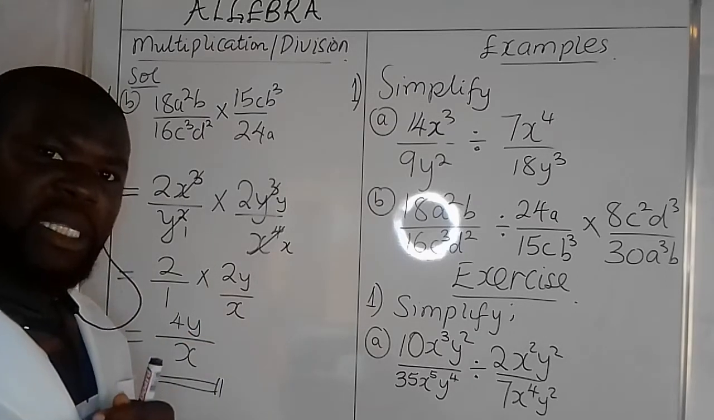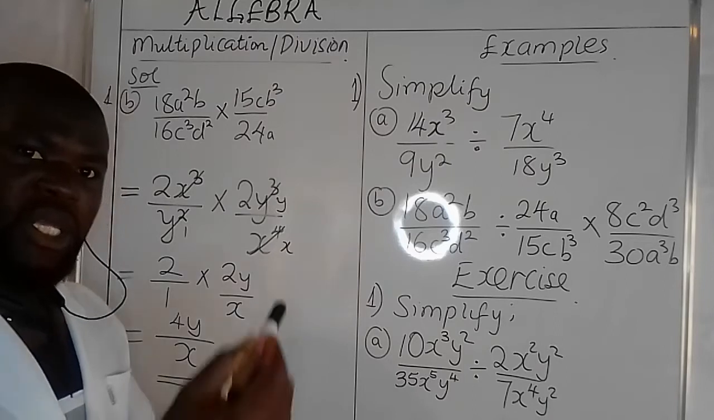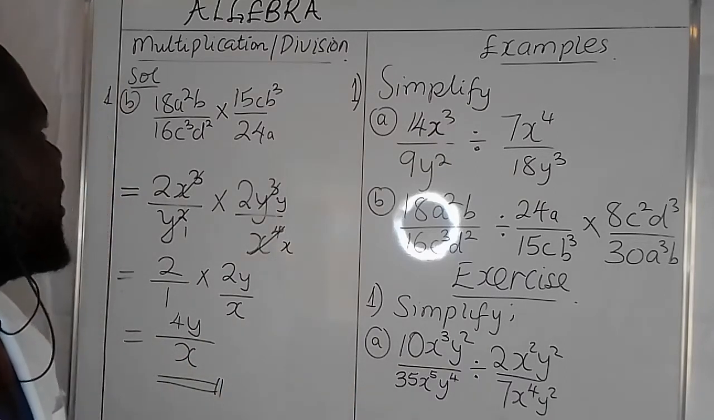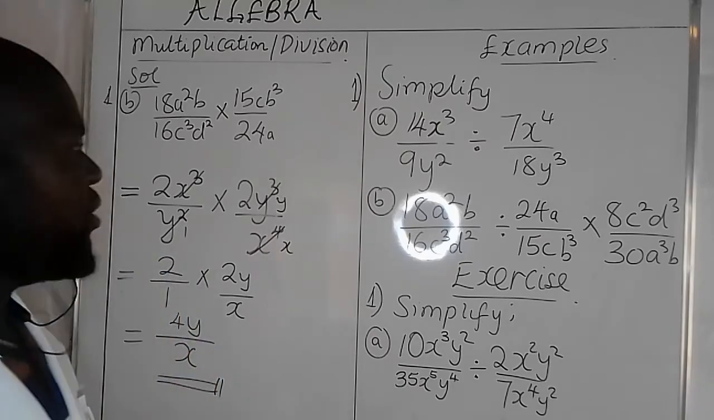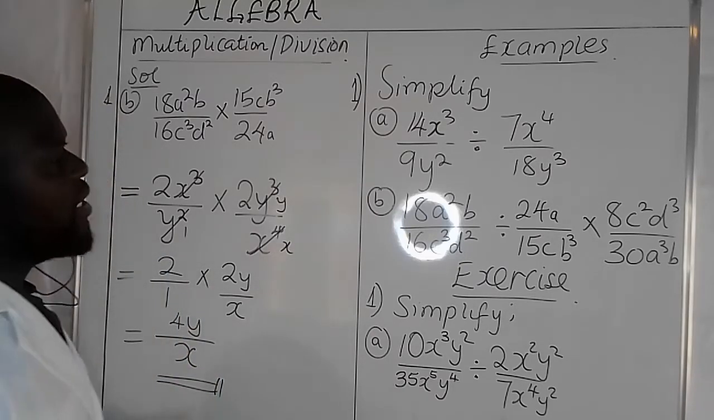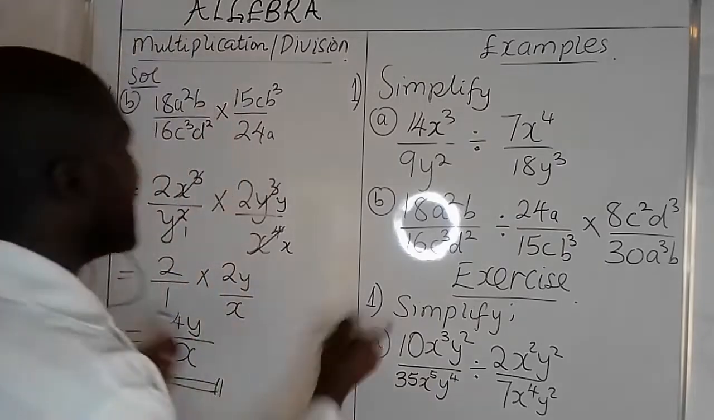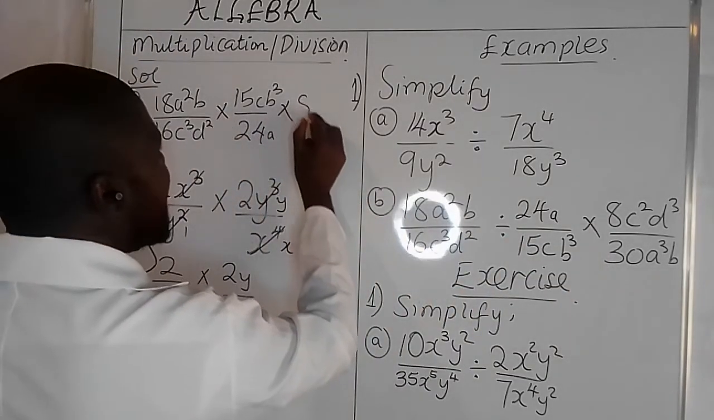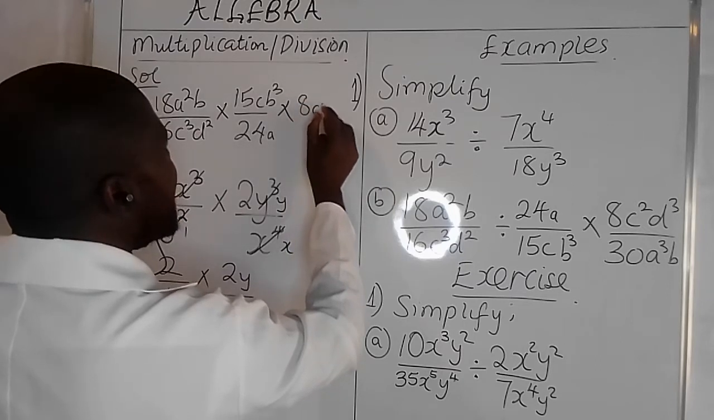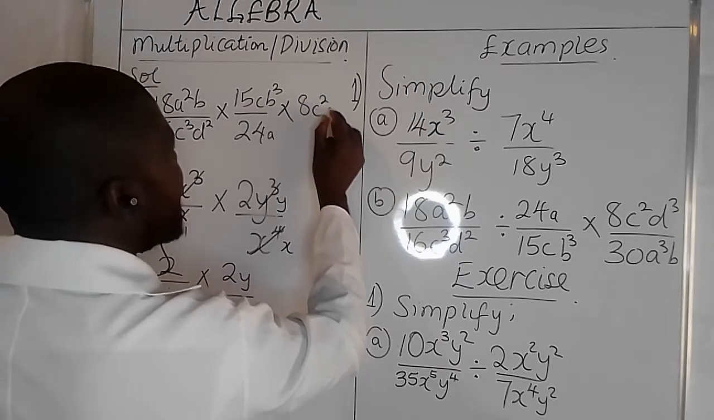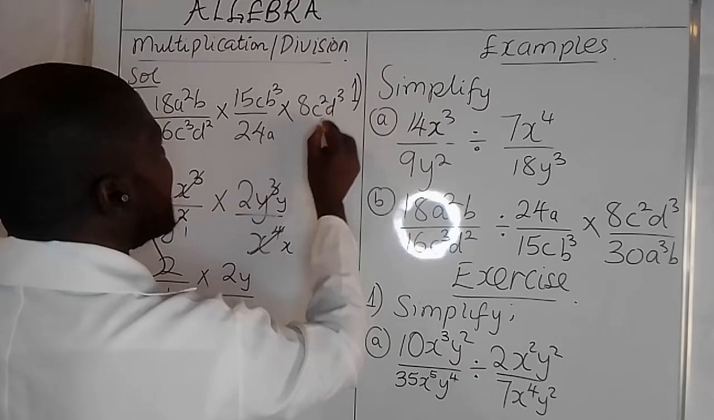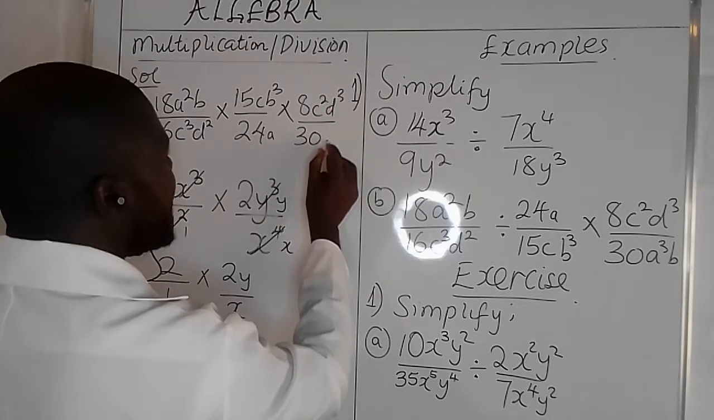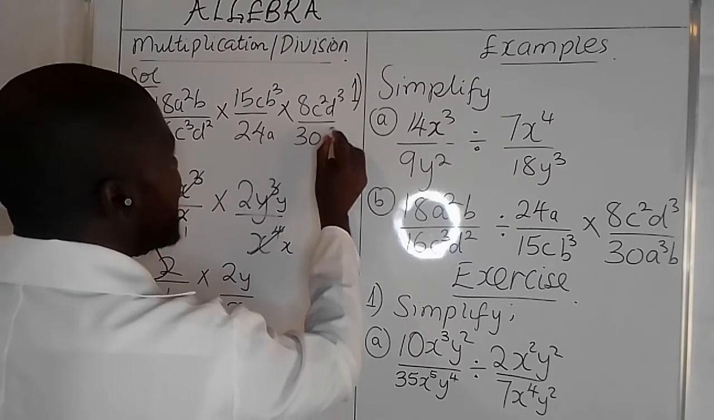So basically this is what happens whenever you change division into multiplication. The next fraction is affected in a manner that you have to reciprocate it, swapping your numerator and your denominator. So now we have swapped here, and we need to continue. We go to the other one where we say 8c index 2 and d index 3 out of 30a index 3 b.